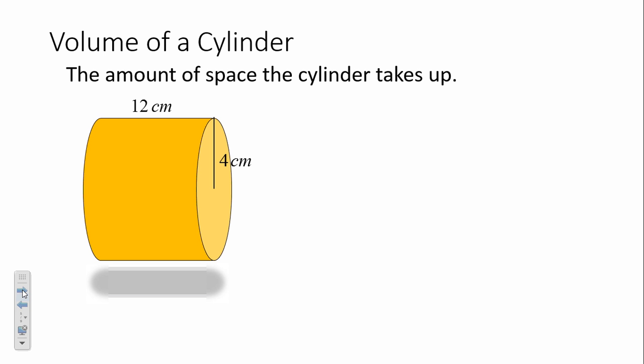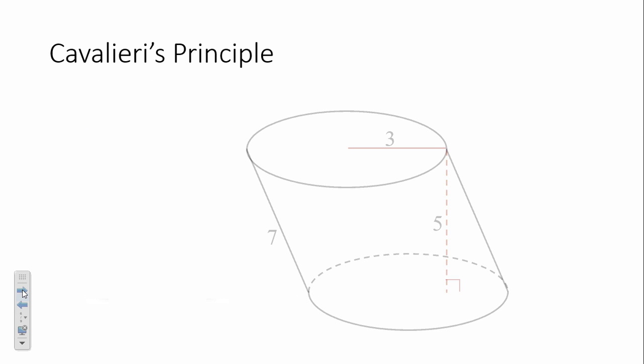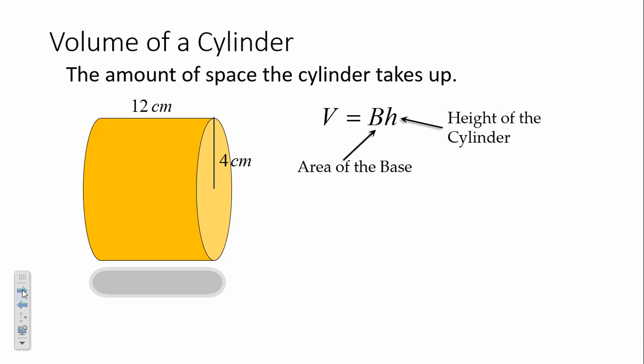To find the volume, we can do the same thing that we did yesterday. Take the area of the base times the height. Once more, the base is a circle. So if you want to think of this as pi r squared times h, you can do that. So if we want the volume of this particular figure, we're going to take pi times the radius squared times the height of the cylinder.